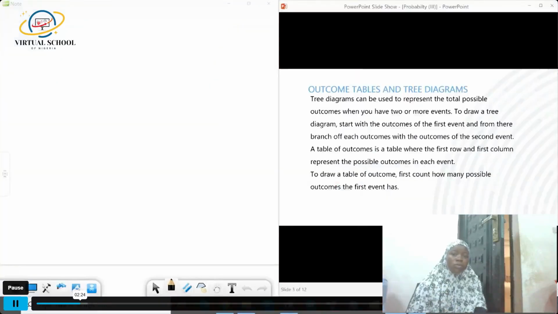Under these combined probabilities, we still have other ways of solving this. We have what we call the outcome tables and the tree diagram. What is the outcome table? Or let's start with the tree diagram. Tree diagrams can be used to represent the total possible outcomes when you have two or more events. To draw a tree diagram, start with the outcomes of the first event, and from there, branch off each outcome with the outcomes of the second event.